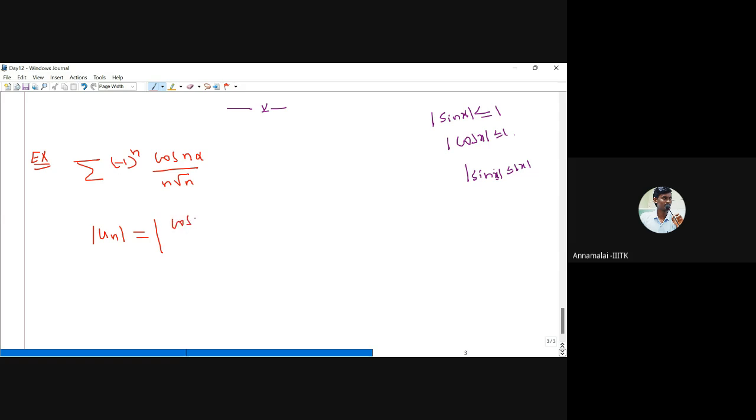Therefore, we get just cos n alpha by n into, actually n root n is nothing but n into n power 1 by 2, which is n power 3 by 2. So modulus of this. And we know that modulus of a by b is equal to modulus of a by modulus of b. So this is equal to modulus of cos n alpha by modulus of n power 3 by 2, but n is a natural number, therefore the modulus is the same thing. And we know that cos is bounded by 1. Cos of anything is always bounded by 1.